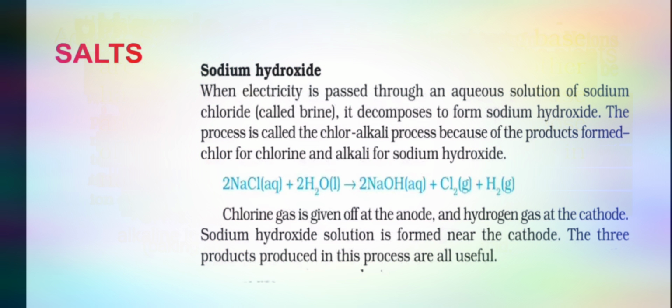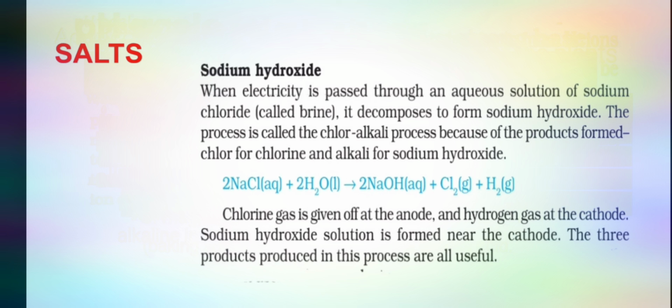Children, we already know what will be the product during the reaction of an acid and base together? Salt and water. For example, HCl plus NaOH gives sodium chloride plus water. Here the sodium chloride is a salt. It is also known as common salt. This sodium chloride is used for the production of many other substances. For example, first one, sodium hydroxide. For the production of sodium hydroxide, we use sodium chloride salt.